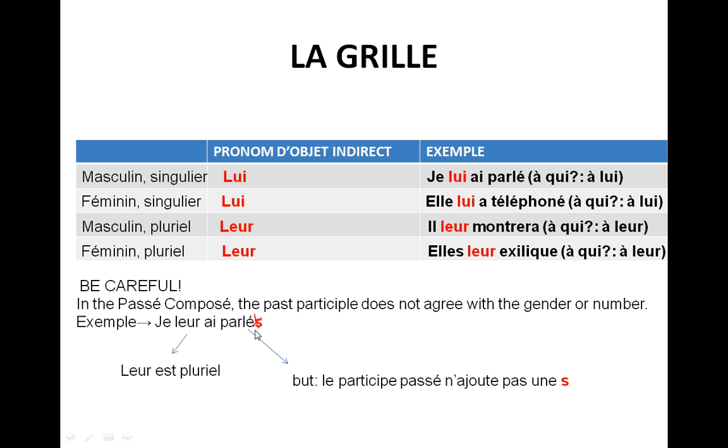But parlé doesn't take an S, even though leur is plural, when you have a passé composé, so when you have a past. So je leur ai parlé, I have spoken to them. Them is plural, and it's leur, but it doesn't have an S. So this happens with the COI, the complément d'objet indirect. Instead, we saw that with the COD, complément d'objet direct, you have to do the accord, you have to do the agreement. So be careful here because it's very important. In the past it does not take an S.